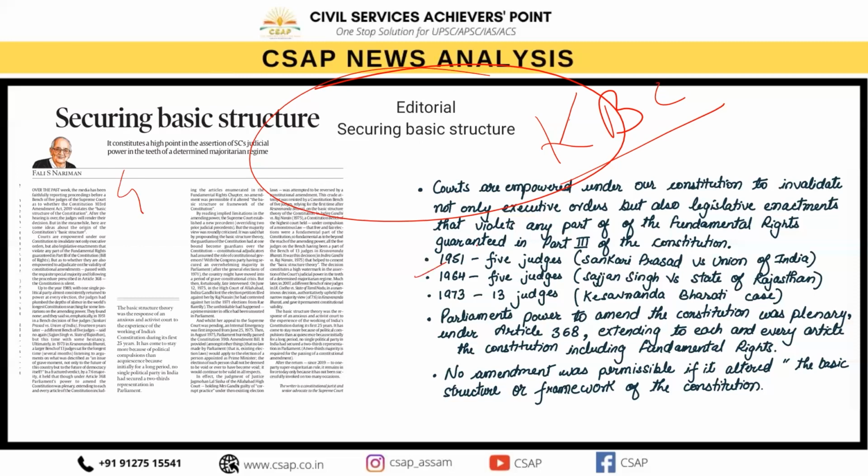पहला तो केस है 1951 का, 5 जजेस यहाँ पे बैठा था, उसको बोलते हैं हम लोग शंकरी प्रसाद केस वर्सेस यूनियन ऑफ इंडिया. फिर 1964 में आया, 5 जजेस बैठा, सज्जन सिंह वर्सेस स्टेट ऑफ राजस्थान. ओके, then we can see about 1973, 13 judges Kesavananda Bharati case, and even one case directly came around in 1980, usko hum log bolte hain Minerva Mills case.